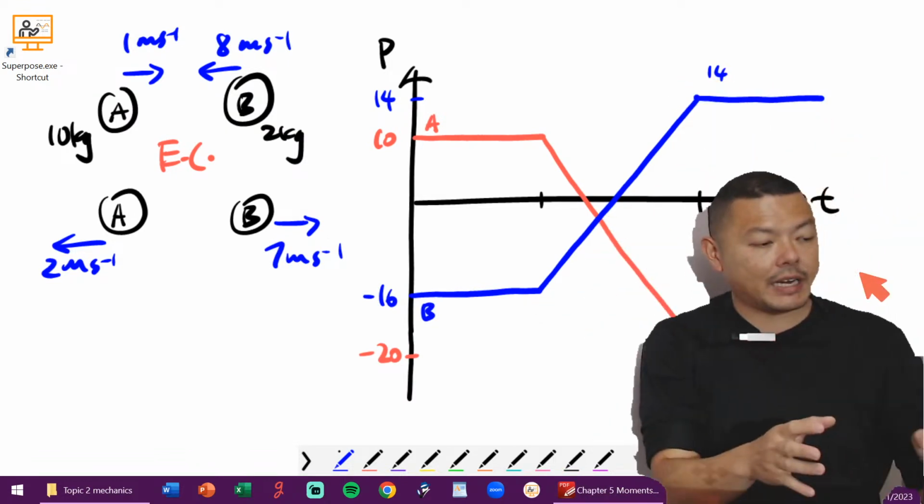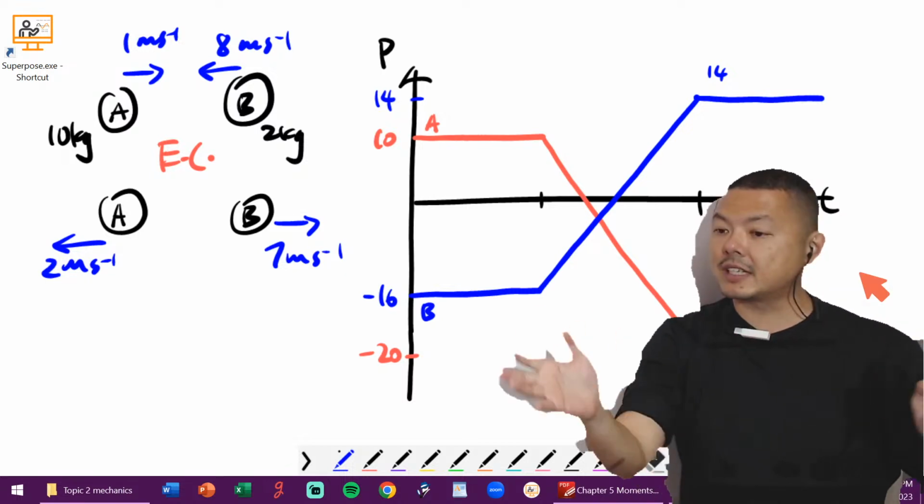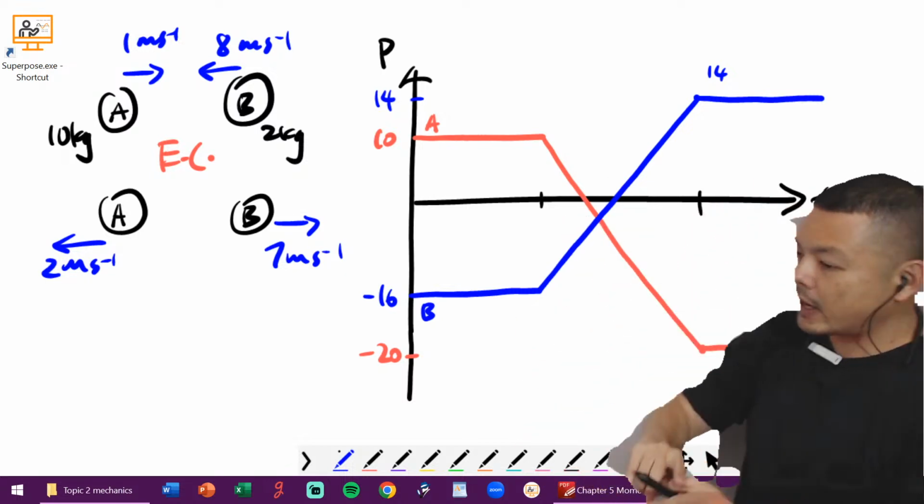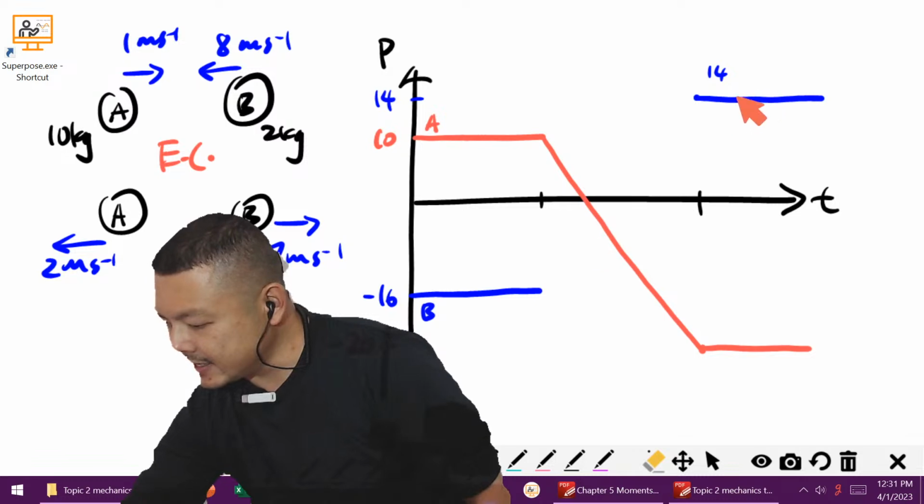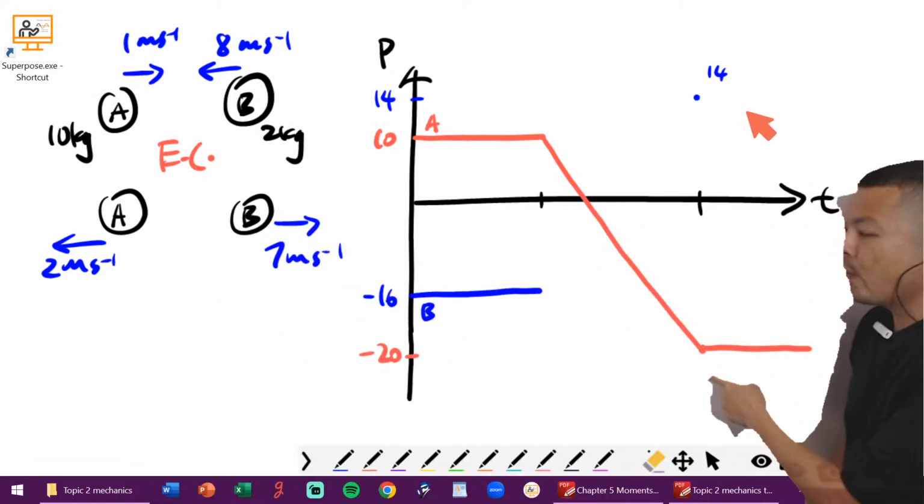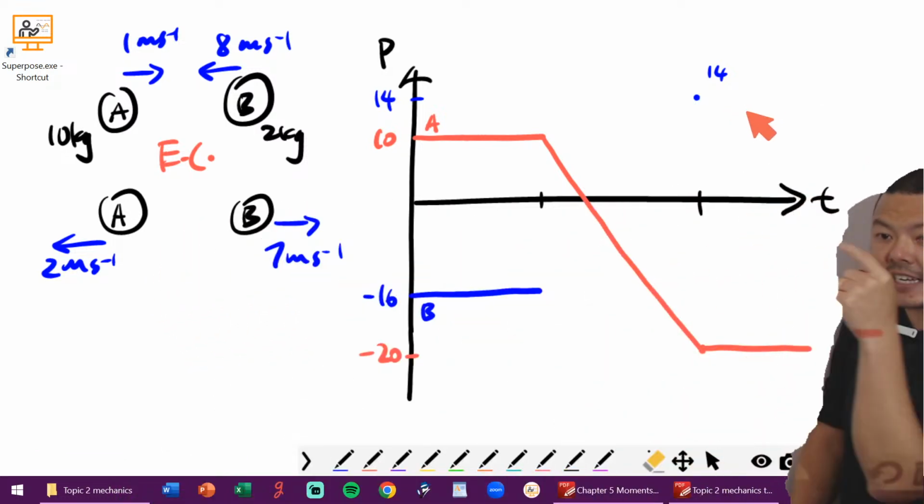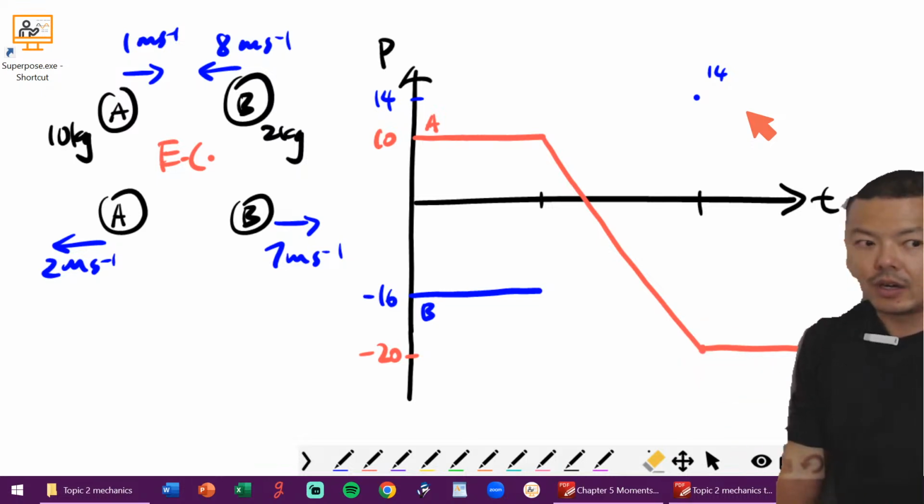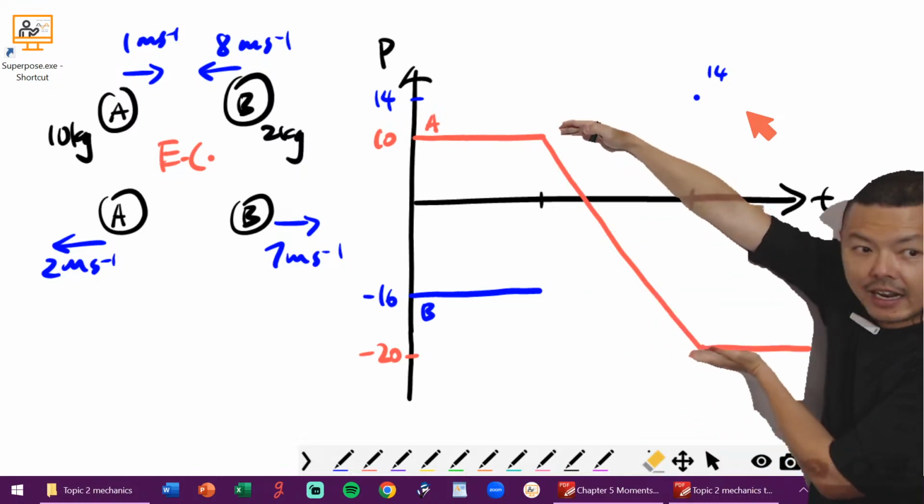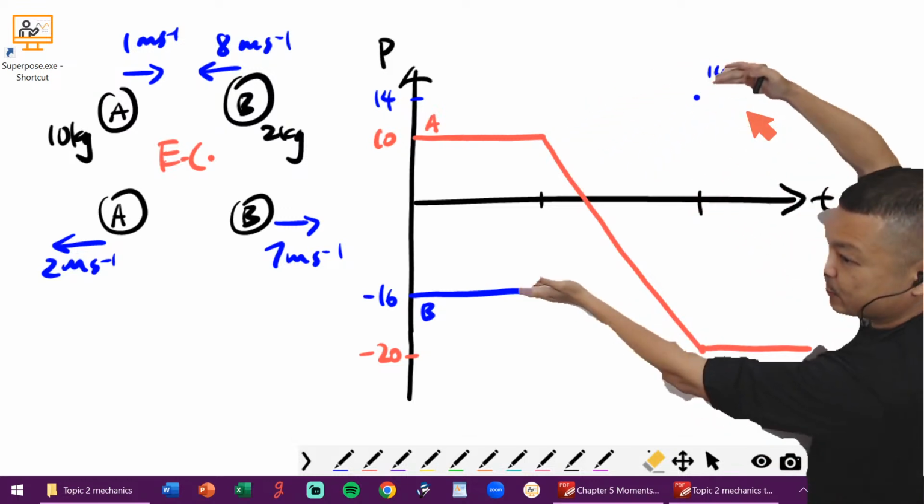So the next time, they could give you a graph question and ask you to sketch the other object. That means if I give you one object only, without giving you any information, and I say sketch the other object, what you need to do is measure the difference in the levels and give it to the other guy.